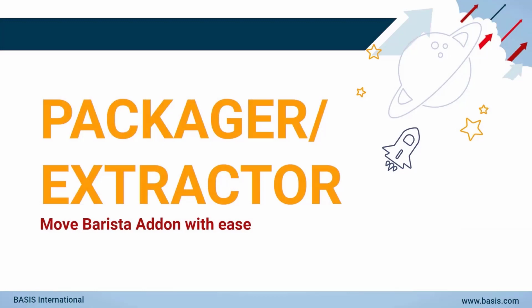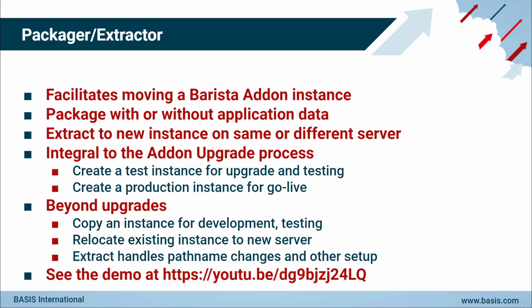You were introduced to the packager Extractor in the previous demo. I want to tell you a bit more about it here. As you learned a few minutes ago, the packager Extractor's job is to facilitate moving an instance of Addon along with the barista framework. The packager Extractor ships with Addon as of version 21. The packager bundles up an instance into a platform-independent archive, and the Extractor then unpacks and installs an archive created by the packager. The packager furthermore lets you specify a test or production archive.